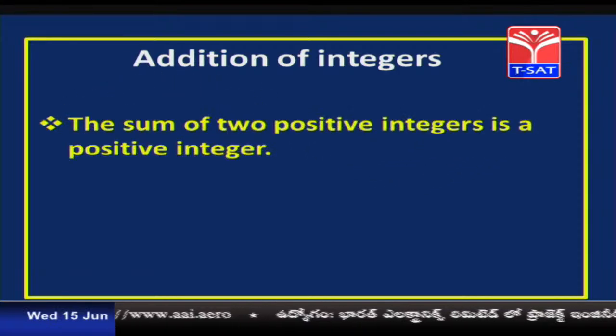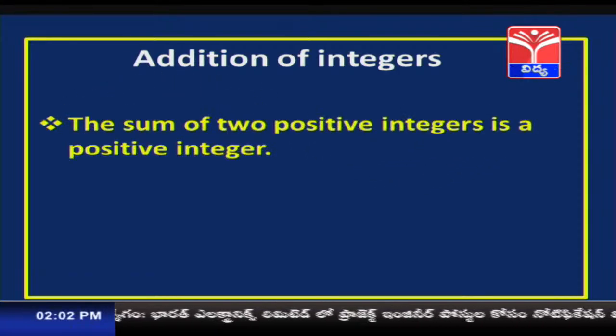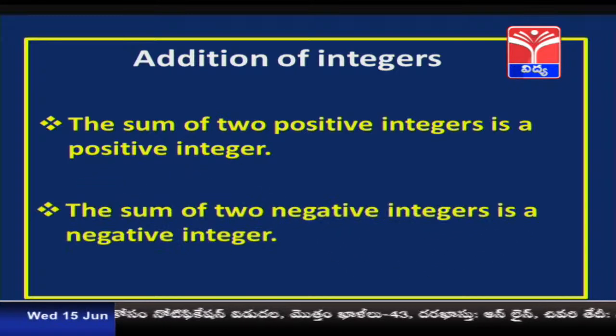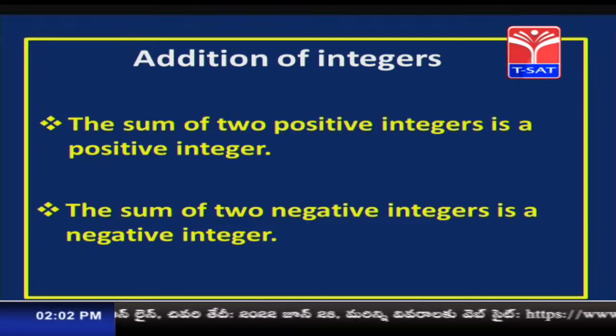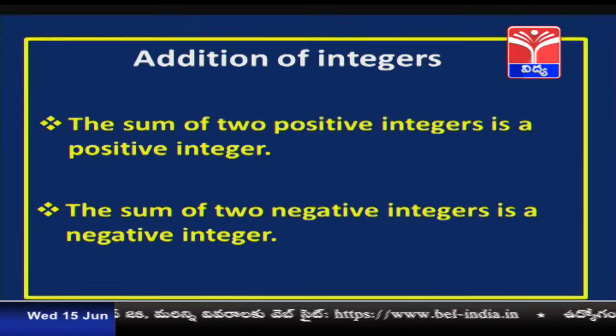So, what do you conclude, children, from these two examples that we have learnt? The sum of two positive integers is always a positive integer. Similarly, the sum of two negative integers is always a negative integer. So, let us take a few more examples, children.